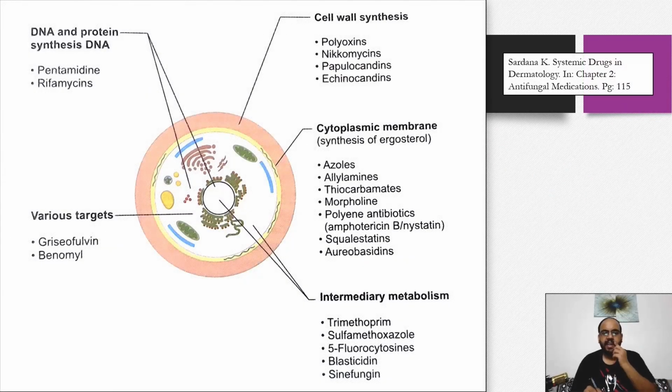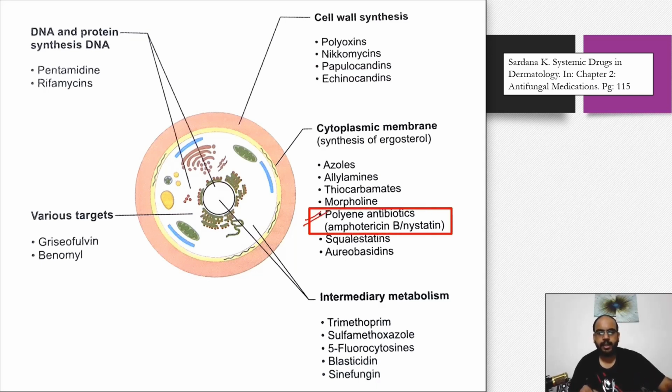Now, this diagram we have already seen when we were discussing the individual drugs in the antifungal spectrum. Here we have the polyene antibiotics, which include amphotericin B and nystatin. Amphotericin B acts on the cytoplasmic membrane, or the cell membrane, here at this level. And I'll show you how it actually acts.